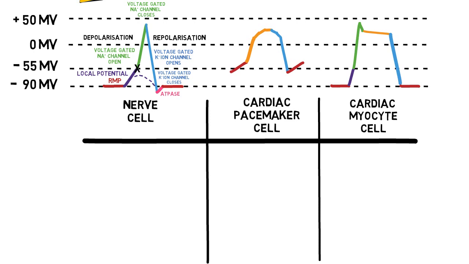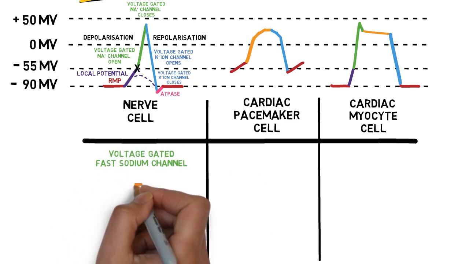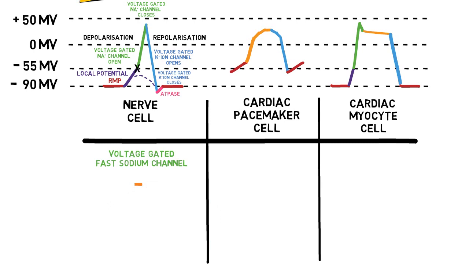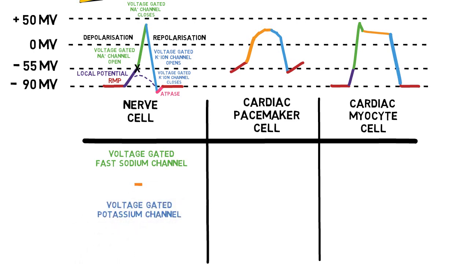What we know about our nerve cell so far is that it has voltage-gated sodium channel, but there is no orange line here. It also has voltage-gated potassium channel. Its RMP is a straight line, or we can call it a stable RMP. I'll explain that in a few seconds. It also has its RMP at negative 90 mV, which is relatively lower than the cardiac pacemaker cell.